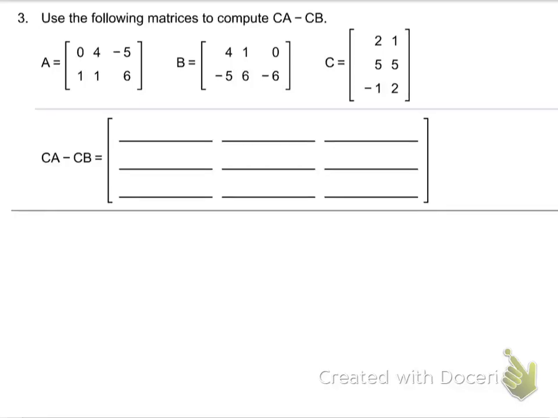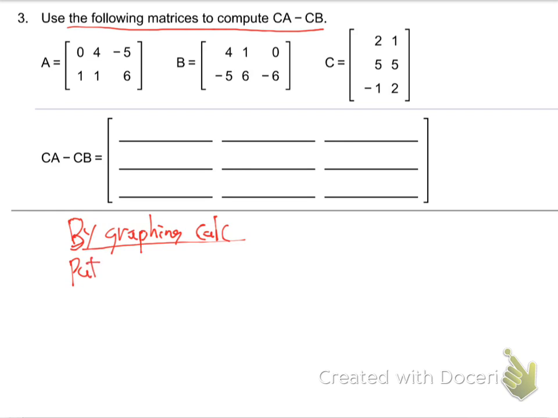Okay, so question number 3. Use the following matrices to compute CA minus CB. Well, this is all by graphing calculator. All by graphing calculator. So you just need to put matrix C into your calculator. So, we'll start with A.